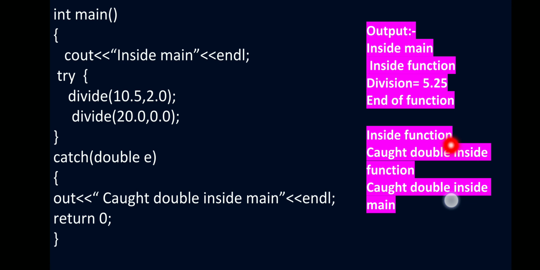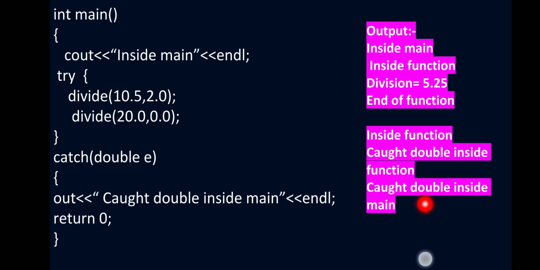This part is when the second function is called. So inside function, the y value is 0. Caught double exception inside function, and then the catch block is again throwing an exception, which is caught by the main function. So caught double inside main function. Here not only the try block, the catch block of the divide function has thrown the exception object, which is caught by the catch block of the main function. So I think you understood how to rethrow an exception.